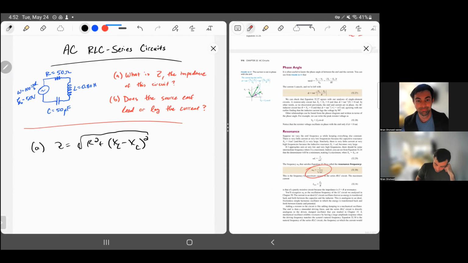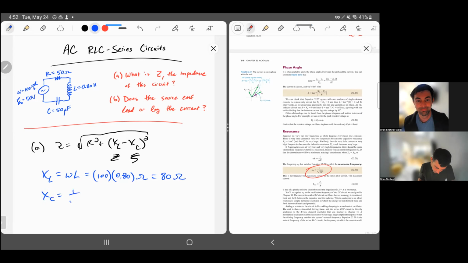All right, so we need to find what these values are. We already know what R is, but X_L and X_C are going to depend on the frequency of the source. So X_L is omega times L. It looks like omega is 100 radians per second. So SI units there, SI units here. And as long as everything's in SI units, we're going to get a certain number of ohms for a reactance. It looks like this is 80 ohms for X_L.